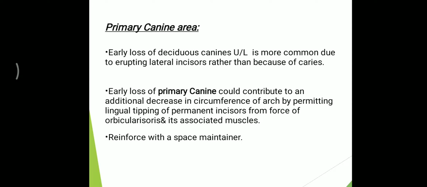Early loss of the deciduous canine, upper or lower, is more common due to the erupting lateral incisors rather than because of caries. Early loss of the primary canine would contribute to an additional decrease in the circumference of the arch by permitting lingual tipping of permanent incisors from the force of the occlusive orbicularis oris and its associated muscles, which is reinforced with a space maintainer.